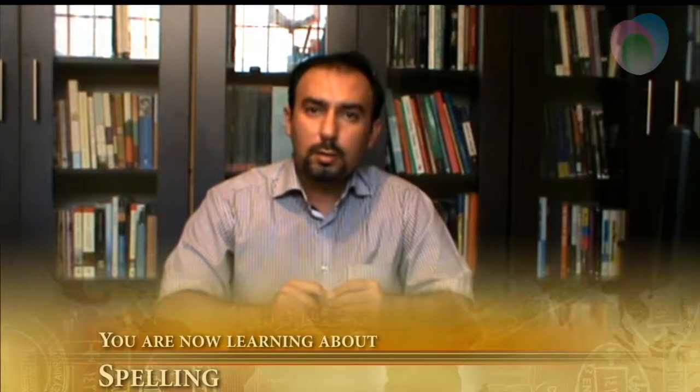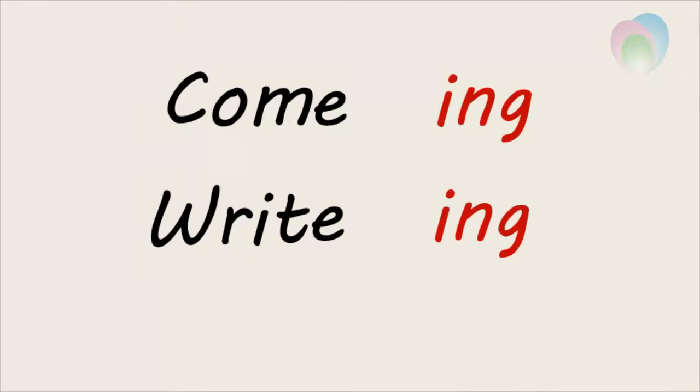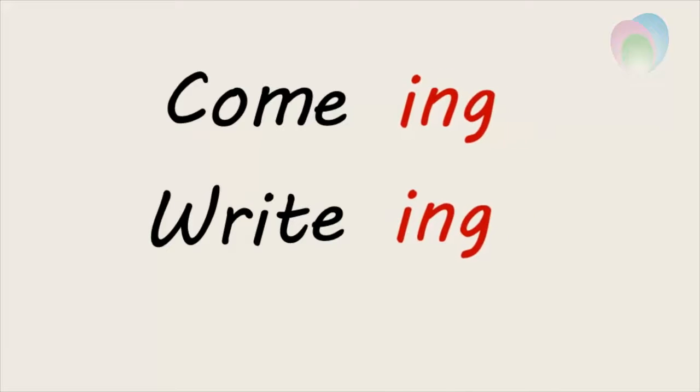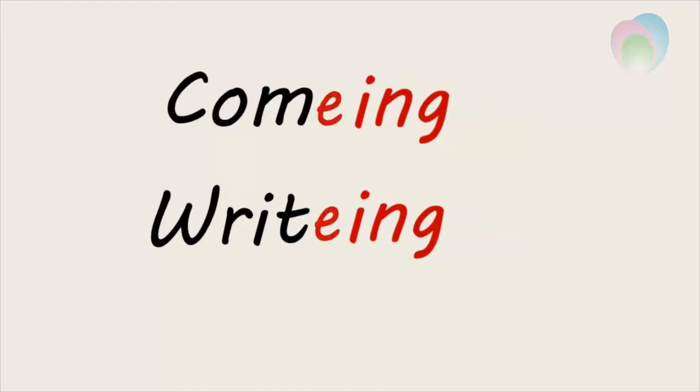Now, let's talk a little about spelling. We know in order to make a progressive verb, we need to add an ing to the end of the verb. Sometimes adding this ing changes the spelling of the original verb. Sometimes the end of the verb has an e. When the ing is added to the end of these verbs, the e is omitted. For example, the final e in come or write are dropped, and coming and writing do not have e's.